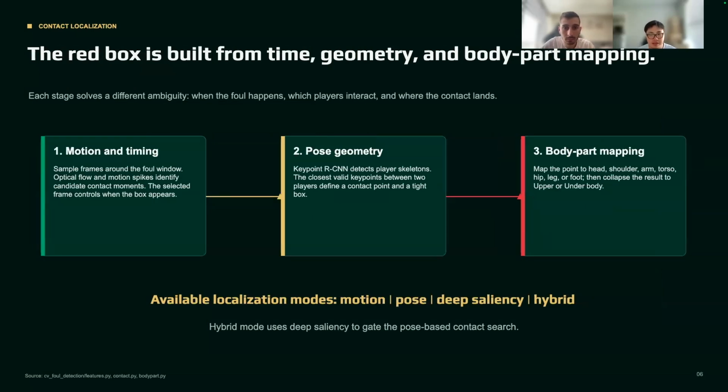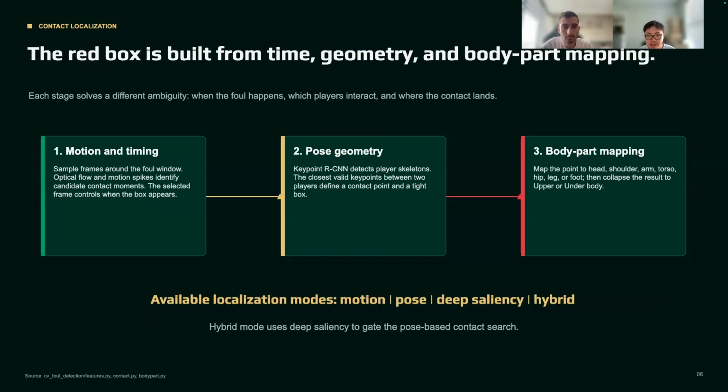The context block is created using 3 stages: timing, pose geometry, and body part mapping. The first stage estimates when the contact occurs. We sample frames around the full window and calculate motion information, including optical flow and motion intensity. This helps prioritize frames where player interaction is the strongest. The second stage estimates where the contact occurred.